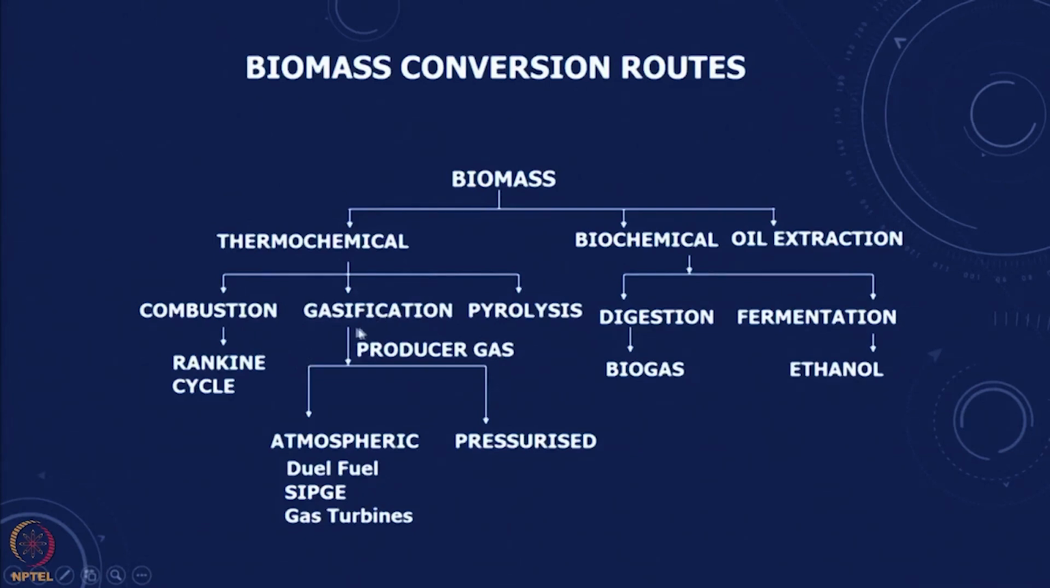And the other route is, instead of combusting it completely, we can gasify it. That means we add less air so that it is partially gasified. You get carbon monoxide and hydrogen, which is the producer gas, and that producer gas can then be used to run an engine, a diesel engine or a dual fuel engine or a dedicated producer gas engine, or we can pressurize it and use it for a gas turbine.